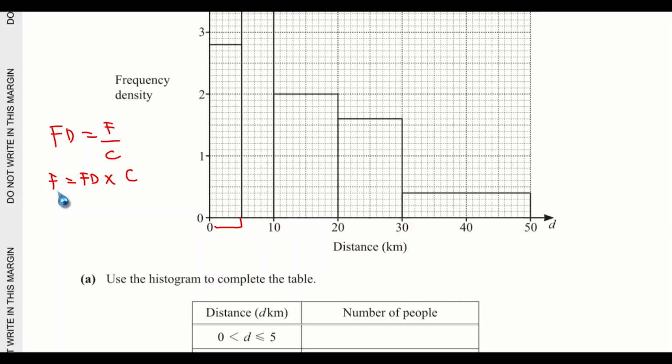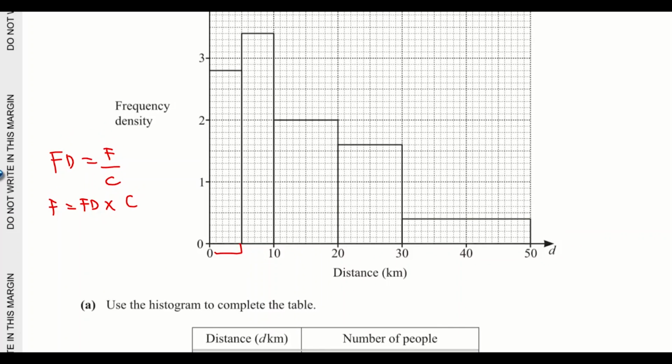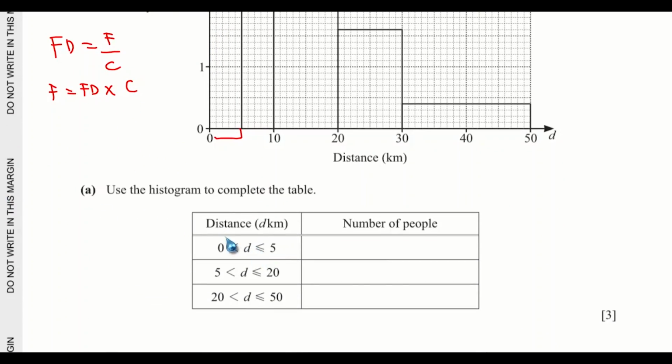So this is what we are going to use. For the first one, what is the frequency density? Let's see. The frequency density for the first bar, from here to here, is 2.8. What is the class size? The class size is 5 minus 0, which is 5. So that will give us 2.8 times 5, which is equal to 14.